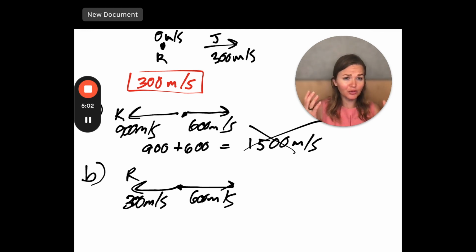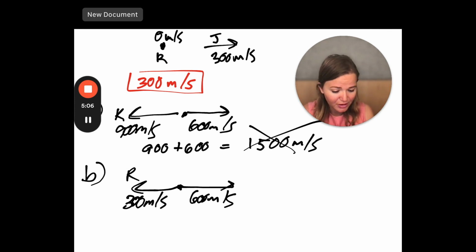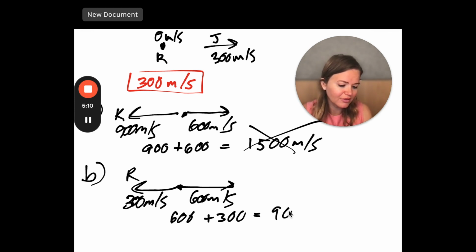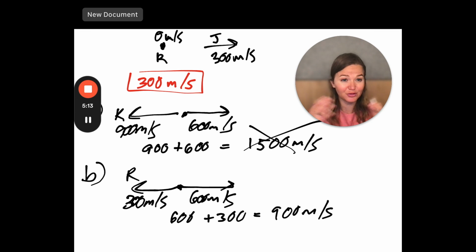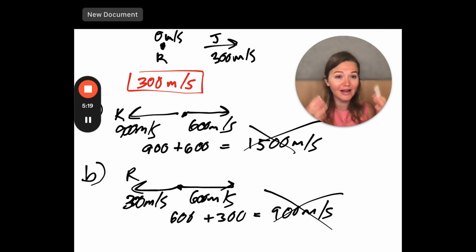So again, what's my total relative motion between these two objects? It's just going to be 600 plus 300, which gives me a total relative motion of 900 meters per second between these two objects. Is that equal to the 300 meters per second of relative motion we're looking for? No, so let's cross it out and move on.